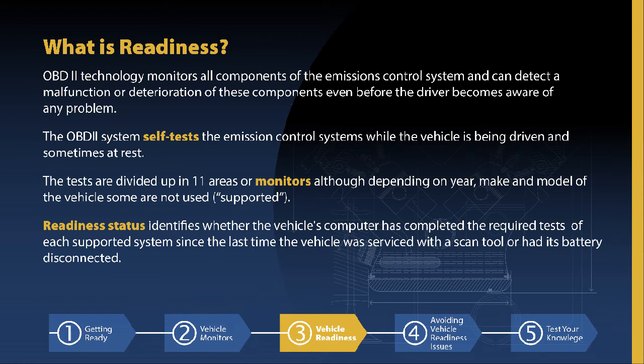Without checking for readiness, the computer cannot determine if there are problems with the emissions-related system. Monitors run self-tests on the emission control system to determine the readiness of each system. Readiness status identifies whether the vehicle's computer has completed the required tests of each supported system since the last time the vehicle was serviced with a scan tool or had its battery disconnected.